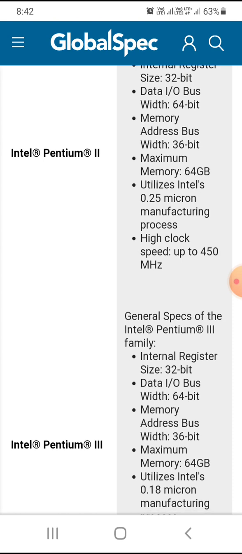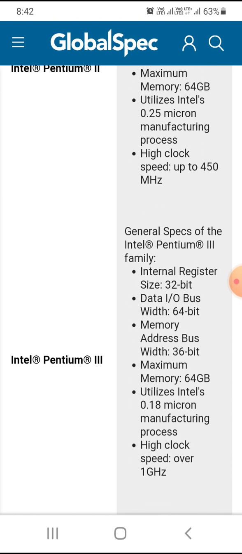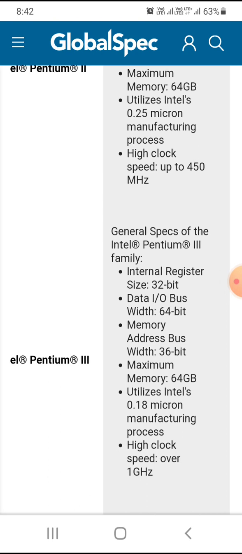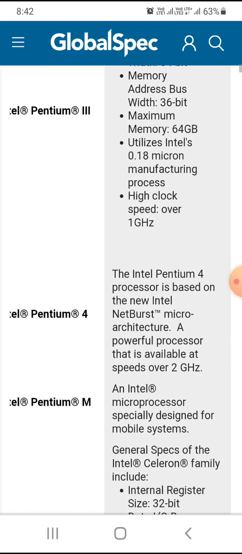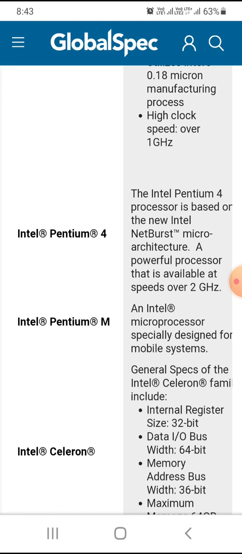High clock speed up to 450 megahertz. Intel Pentium III. General specs of the Intel Pentium family: internal register size 32-bit, data input output bus 64-bit, memory address bus 36-bit, maximum memory 64 GB. Utilizes Intel 0.18 micron manufacturing process. High clock speed over 1 GHz. Intel Pentium 4. This Intel Pentium 4 processor is based on the new Intel NetBurst microarchitecture, a powerful processor that is available at speeds over 2 GHz.